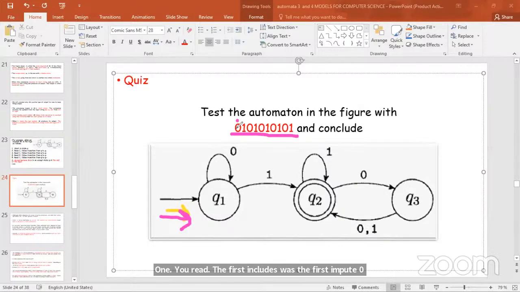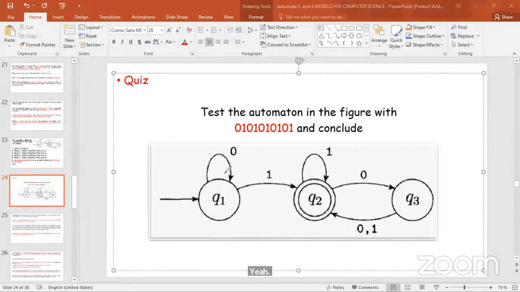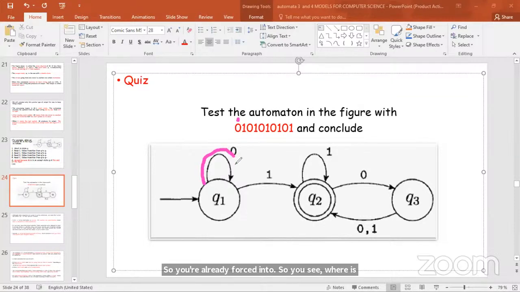Do you understand that? Adini Fuja and Lawrence, do you understand that this is the first symbol of the string? Okay, let's continue. Once you read the first symbol of the string, you are here at Q1, that's the start point. So where is 0 leading you on this diagram? This is the input 0. Look at the arrow. It's keeping you at Q1. Do you understand that logic?